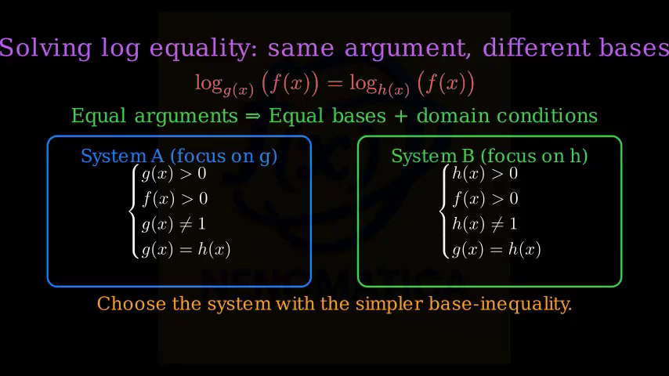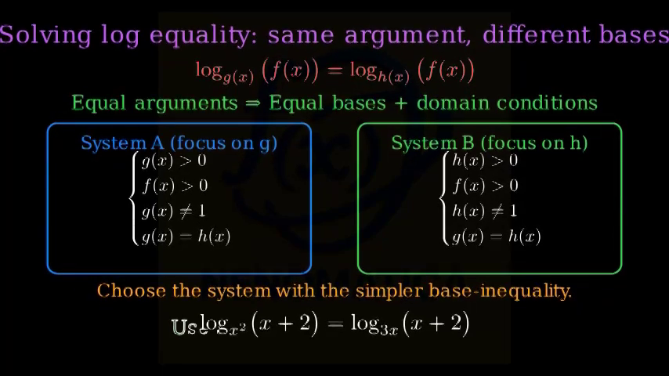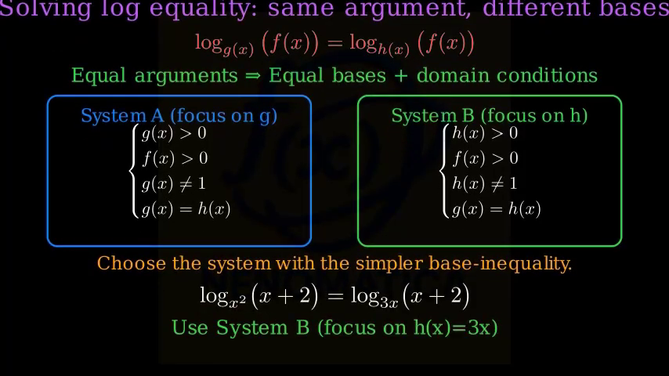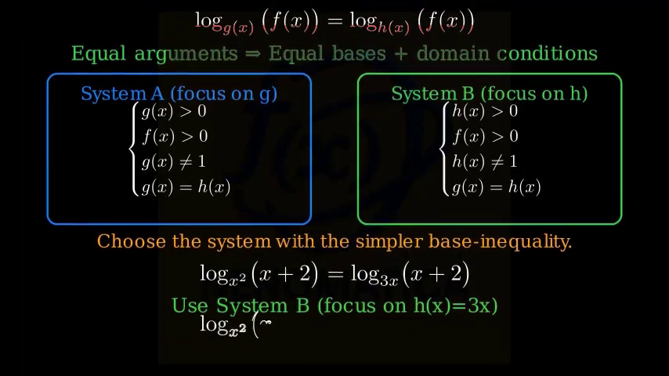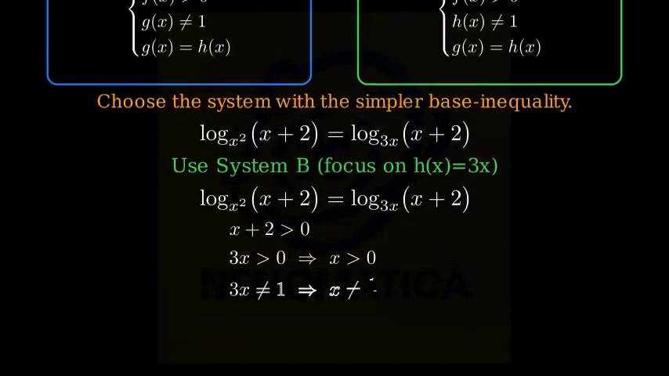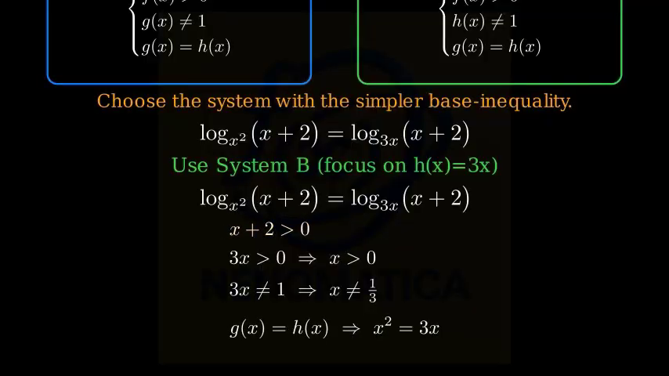Now, a worked example. Solve log base x squared of x plus 2 equals log base 3x of x plus 2. We will use the system that focuses on h of x, which equals 3x, because that gives a simple inequality, 3x greater than 0. Write the conditions. First, the argument must be positive: x plus 2 greater than 0. Next, the base 3x must be positive. That gives x greater than 0. The base cannot be 1, so 3x not equal to 1, or x not equal to 1/3. Finally, set the bases equal: x squared equals 3x.